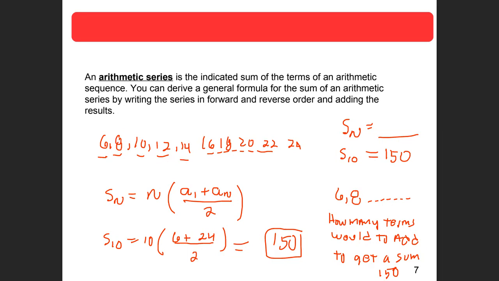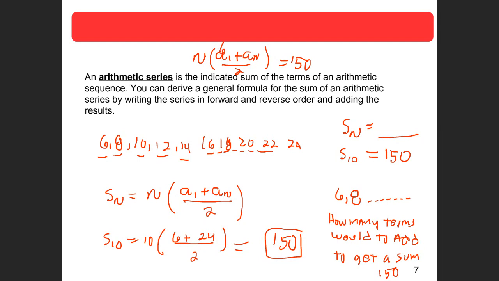You would use this formula. You would go n times a sub 1, and we already know what a sub 1 is, plus a sub n, which I don't know, divided by 2 is equal to 150. We set it equal to 150 because we know what the sum is. We know a sub 1 is 6.